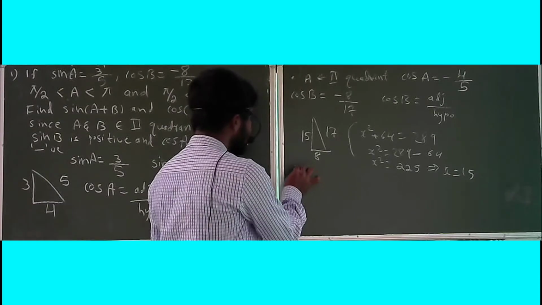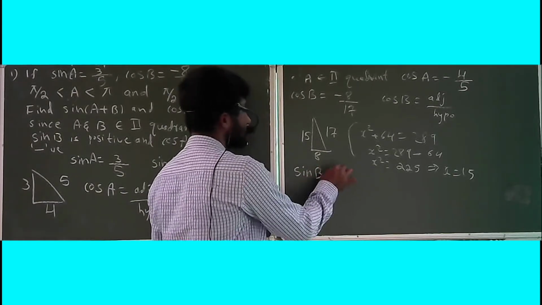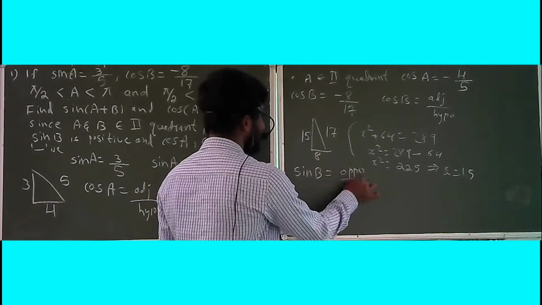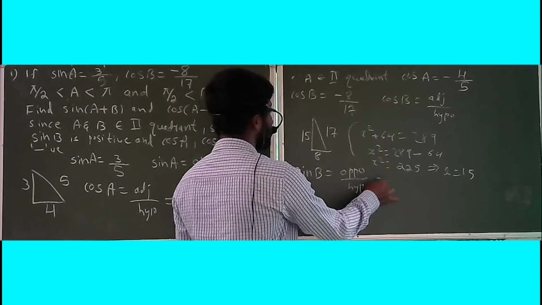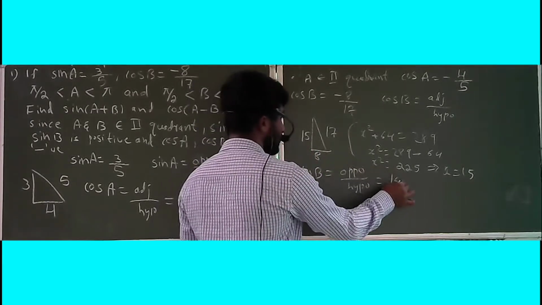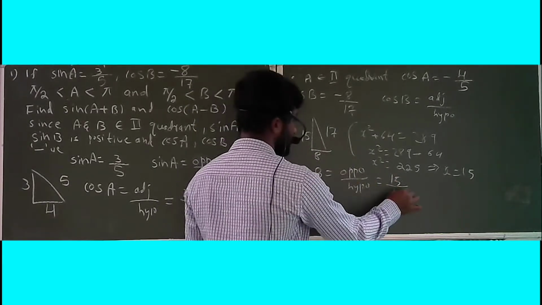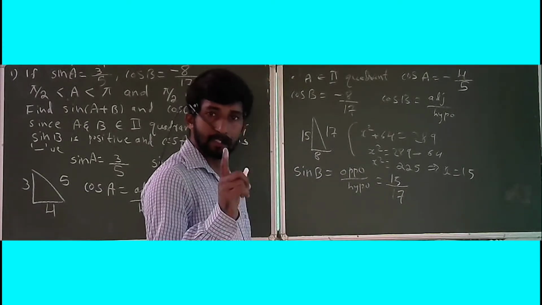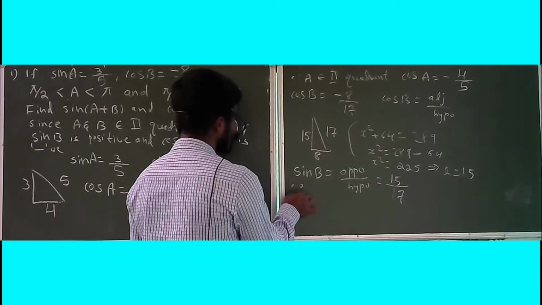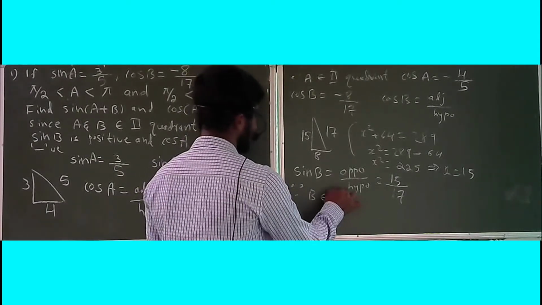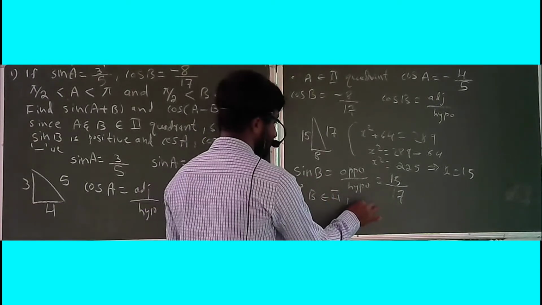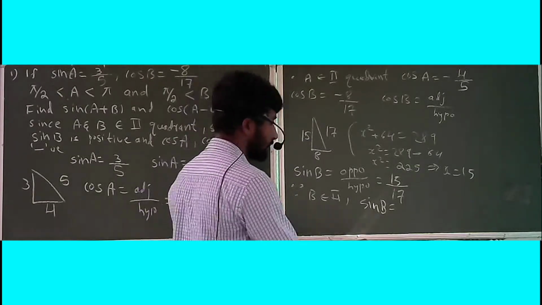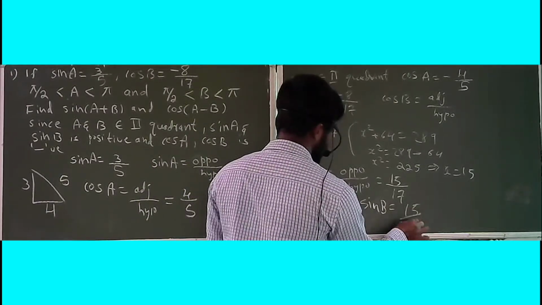Now write the formula sin B. What's the formula sin B? Sin B is equal to opposite divided by the hypotenuse. It's equal to opposite length 15 divided by the hypotenuse length 17. Now observe the given question. They are given B belongs to the second quadrant, right? Here I'll write, since B belongs to the second quadrant, sin function is positive. So sin B is equal to only plus 15 divided by 17.